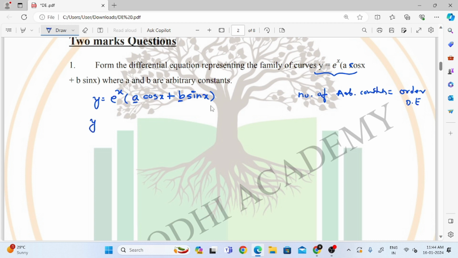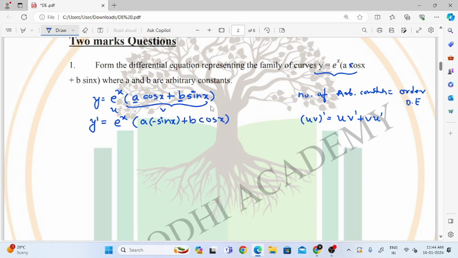So the derivative of y is y dash, equal to, now on the right hand side we have to apply the UV rule because it is in multiplication. Let's take this e raised to x as u, and the remaining part is v. We know the UV rule: u as it is times derivative of v, plus v as it is times derivative of u. So first, e raised to x as it is times the derivative of v, which means a as it is times the derivative of cos x, that is minus sin x, plus b as it is times the derivative of sin x, that is cos x.